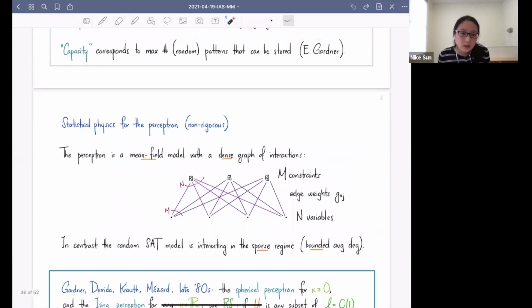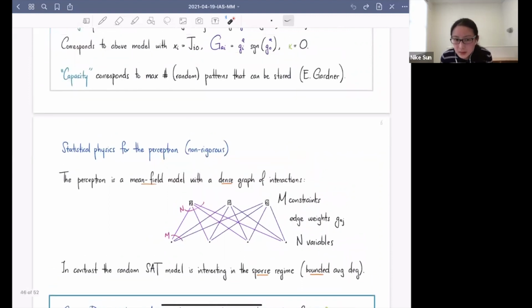Okay, so I'll describe the statistical physics picture for the perceptron. There are some differences with the satisfiability problems that I have been talking about. So first of all, obviously you can draw it in a similar way, which is that there are m constraints and there are n variables, and there are some interactions among them. But here, this is a complete bipartite graph. So every constraint involves all of the variables, and every variable participates in all of the constraints.